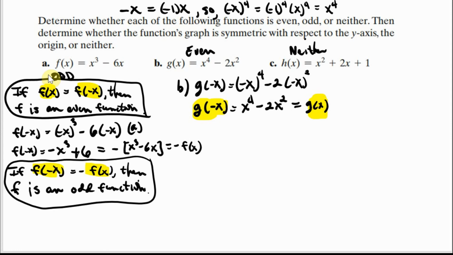If you can look at it like I can, and look at those powers, you say odd, odd, odd function. Even, even, even function. Even, odd, crazy. Well, neither, right? So, good job.